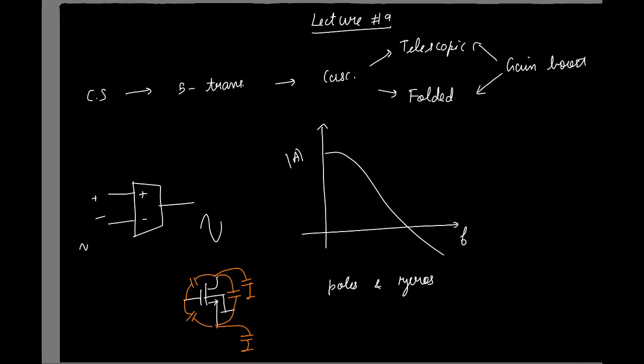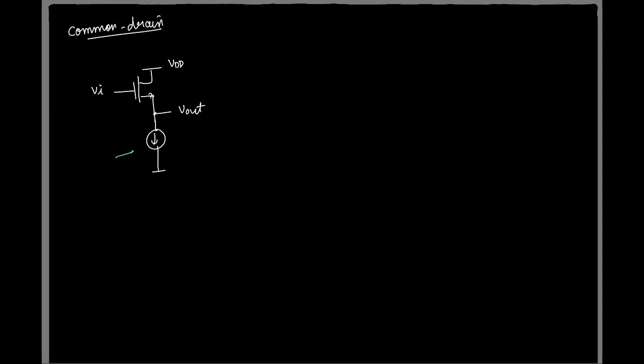Okay, so let's start with the simple common drain. In common drain, I'll apply the input at the gate, take the output at the source. See, drain is at VDD. I have a current source here. So finally, when I replace this current source by a transistor, what transistor I'll use? NMOS. So let me replace it now itself. So let's say this is M1 and M2.